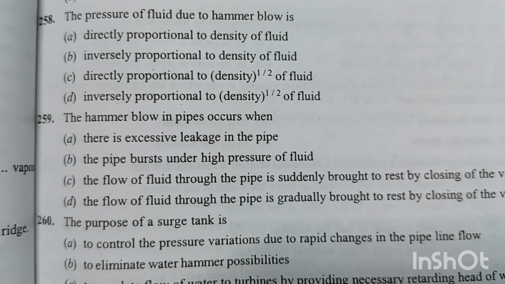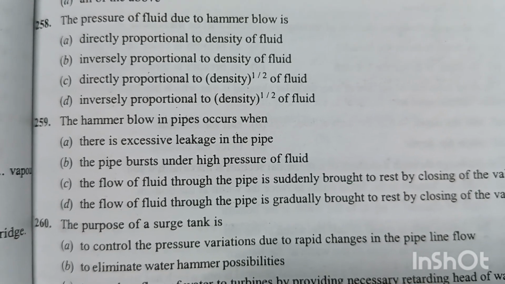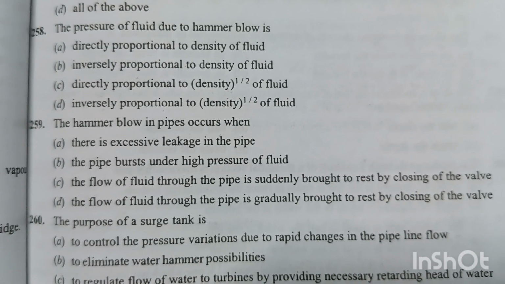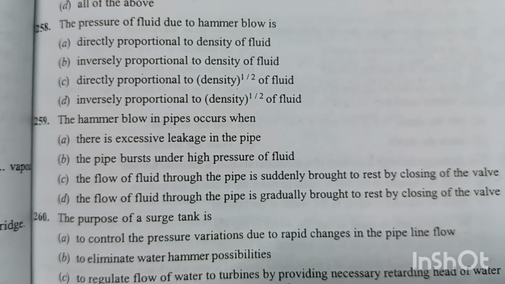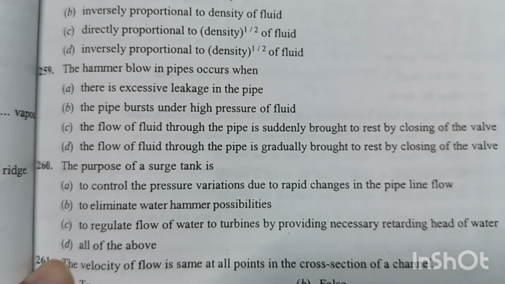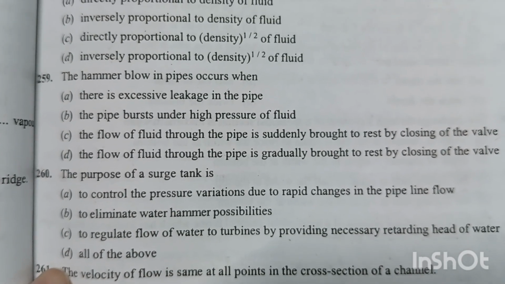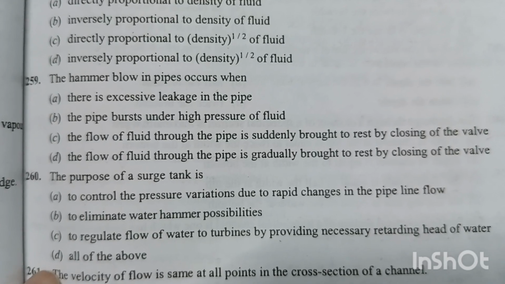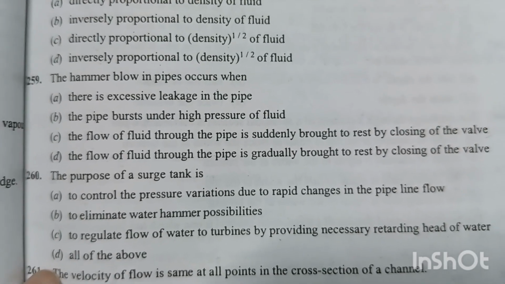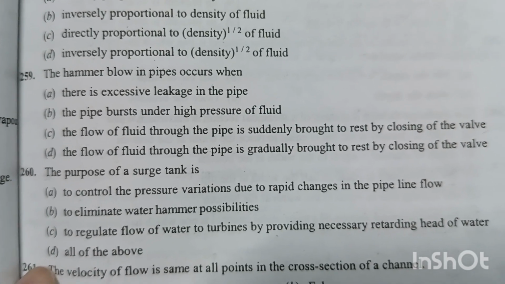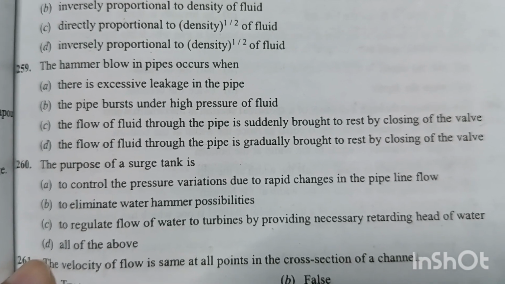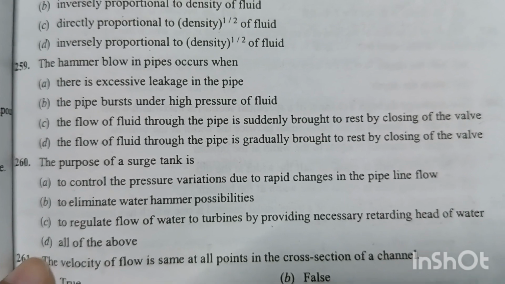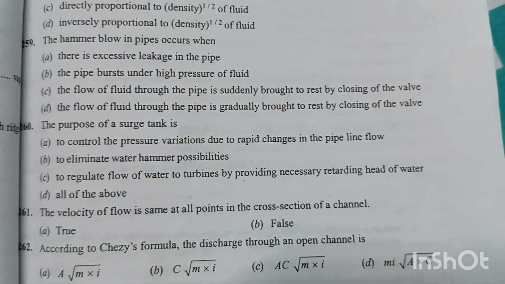Question number 259. The hammer blow in pipe occurs when the flow of fluid through a pipe is suddenly brought to rest by closing of the valve. Option C is right answer. Question number 260. The purpose of a surge tank is option A, to control the pressure variation due to rapid changes in the pipeline flow. Right. Option B, to eliminate water hammer possibilities. Right. Option C, to regulate the flow of water to turbine by providing necessary retarding head of water. Right. Option D is right answer, all of the above.